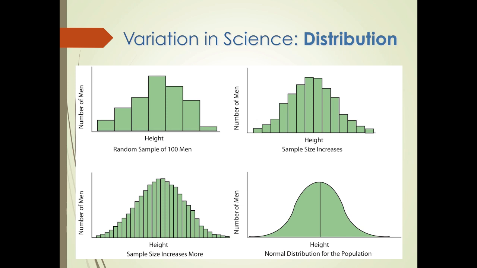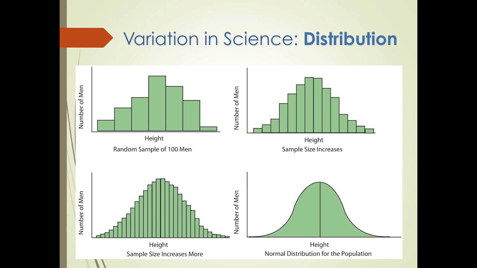The plot would look very similar to what we see in the top left up here. Now let's say we increase our sample size to 200 men. It's going to look more like the plot in the top right. Now we increase our sample size even further to 1,000 men, which now looks like what we see in the bottom left. And you could keep increasing this exponentially until you end up with something that looks very similar to what we see in the bottom right, which is a normal distribution bell curve.